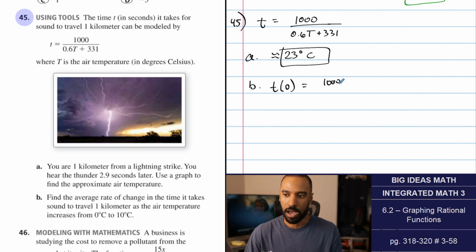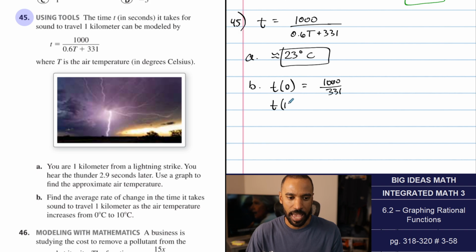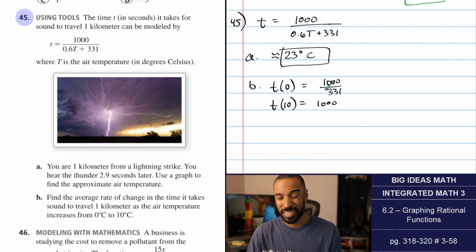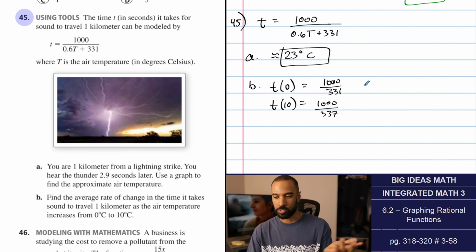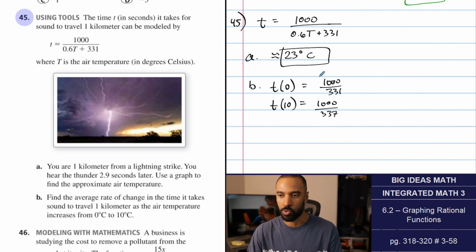So that'll be 1,000 over 331. I'm just going to leave it like that for now. And T of 10 is 1,000 over 0.6 plus 331, so over 337. Let's just leave them like those. I don't think they reduce as fractions anyway, so we have that.